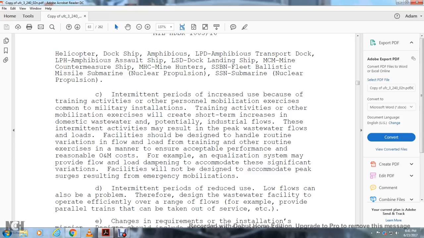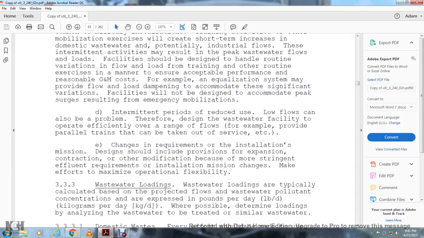For example, an equalization system may provide flow and load dampening to accommodate significant variation. The facility will not be designed to accommodate the peak surge resulting from emergency mobilization. Intermittent periods of reduced flow, low flow, would also be a problem. Therefore, design the wastewater facility to operate efficiently over the range of flows, for example, by providing parallel trains that can be taken out of service.